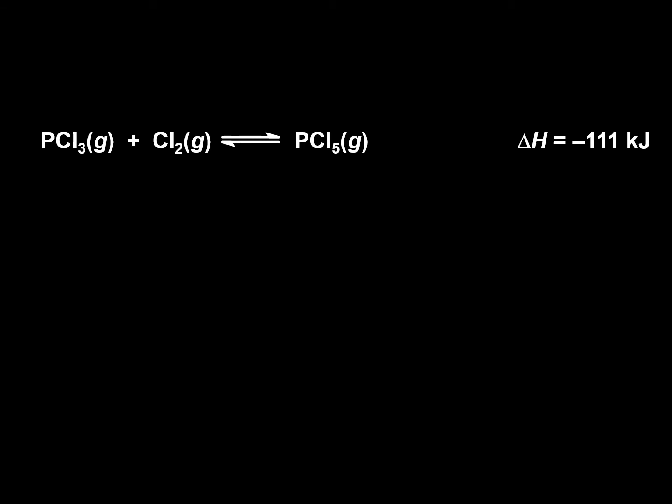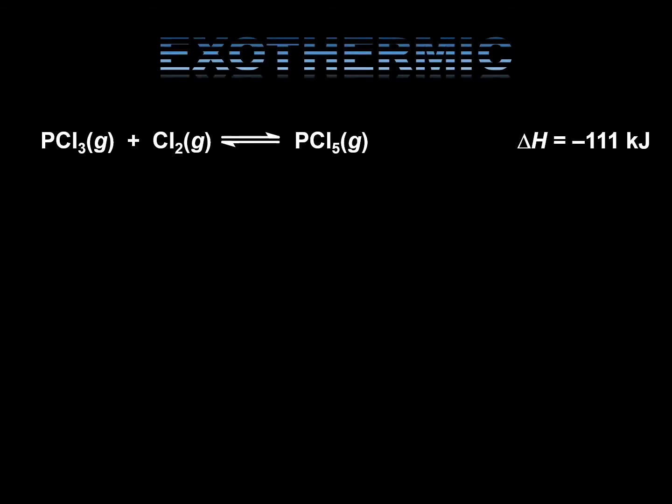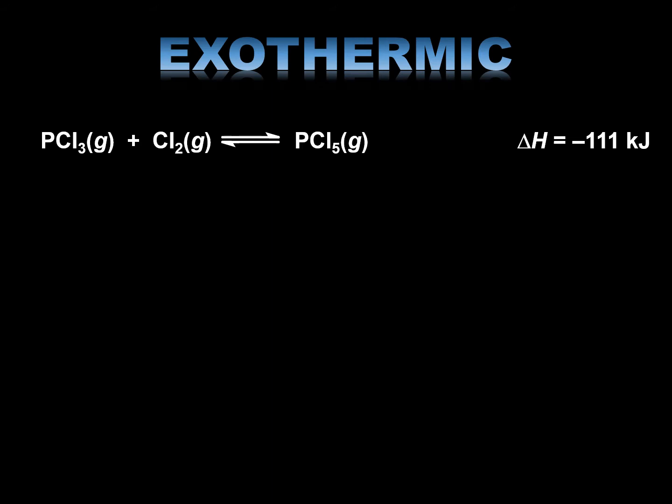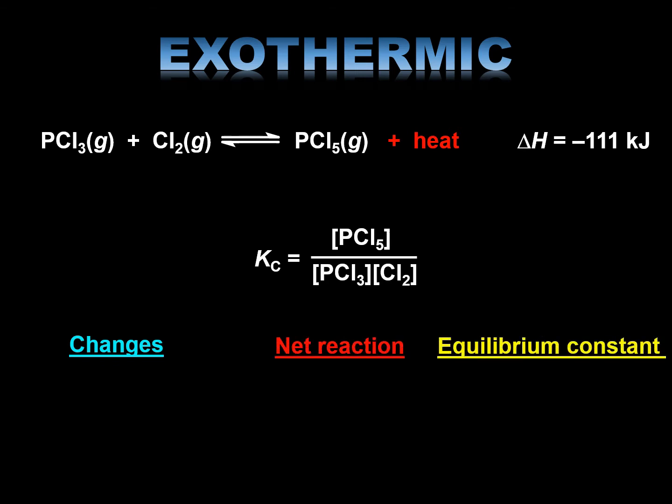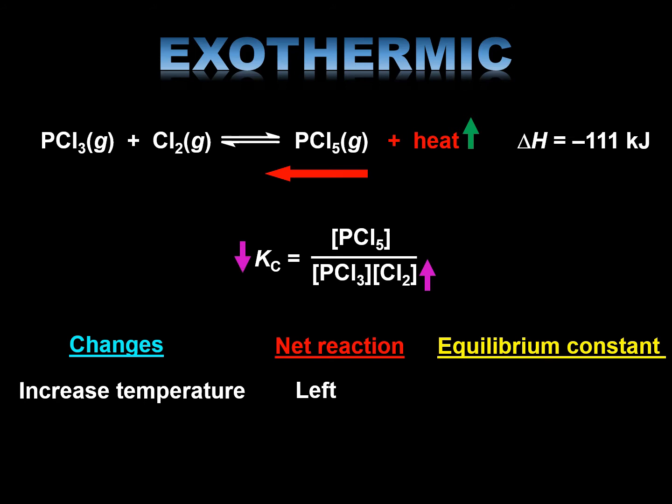The negative enthalpy value shows that this reaction is exothermic. The position for the heat will be as a product. As the temperature of the system is increased, the equilibrium position will shift to the left. As a result, the concentration of the reactant will increase and Kc decreases.